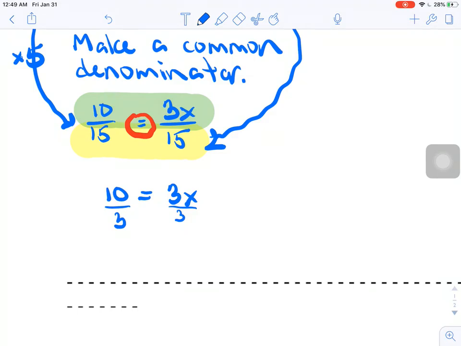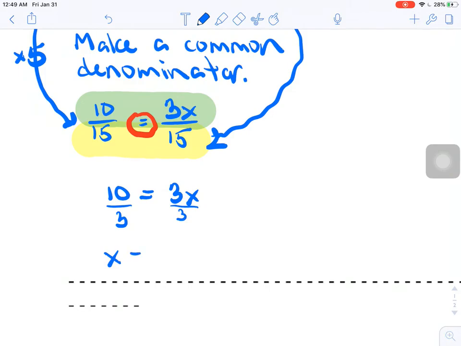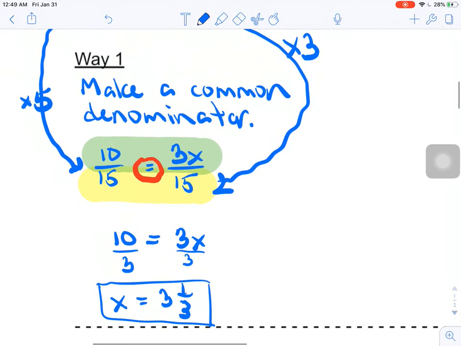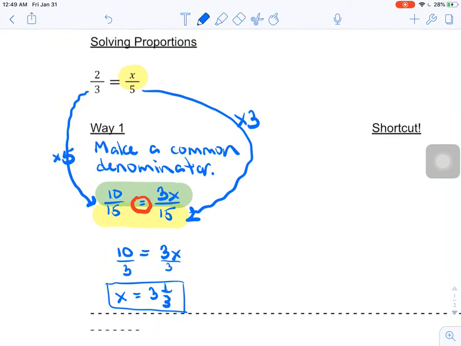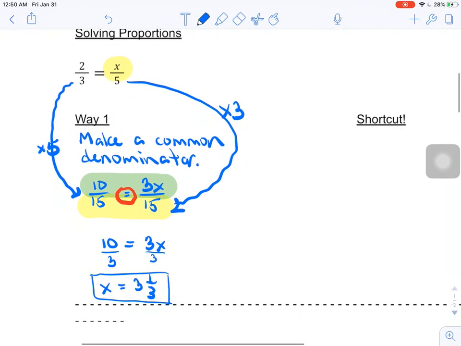So 10/3, if you wanted to convert it to a mixed number, is 3 1/3. So that's what x has to be in order to make these equivalent. So if we go back to our original problem, a ratio of 2 to 3 is the same as a ratio of 3 1/3 to 5. That's what we just figured out.